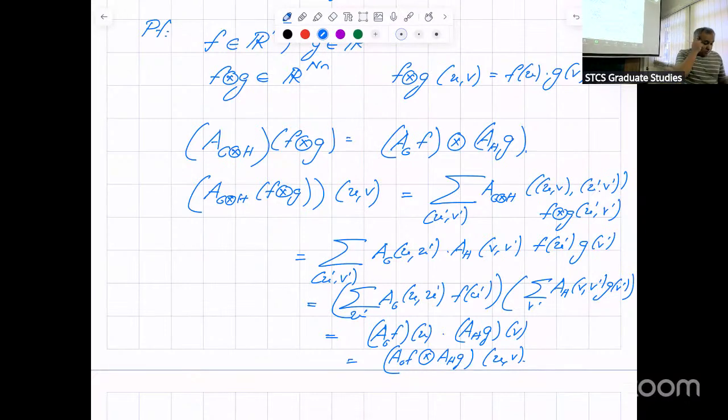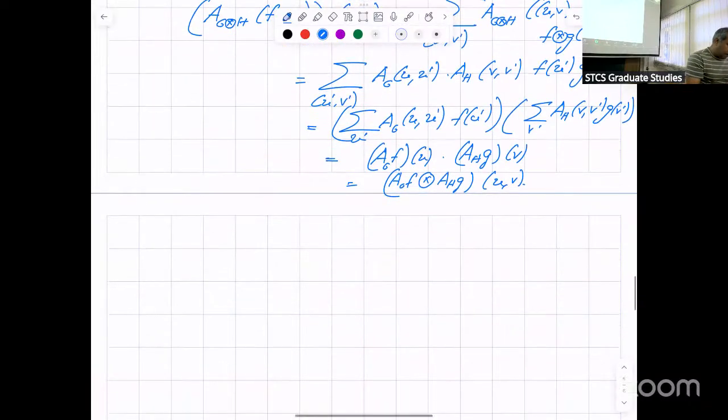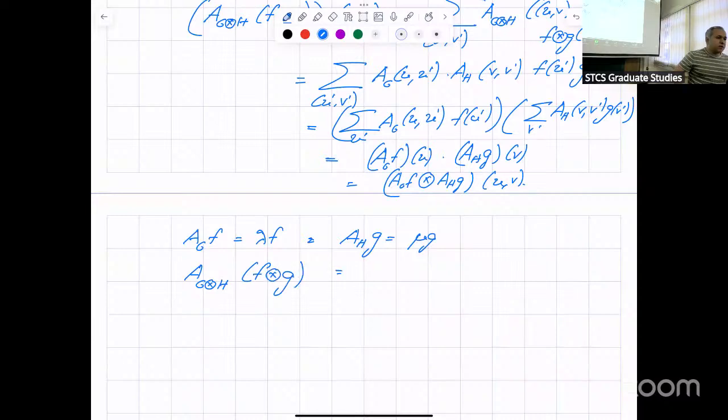So what does this immediately tell you? If A_G F is equal to lambda F and A_H G equals mu G, what do you get for A of G tensor H applied to F tensor G? This is a candidate eigenvalue. What will this one be? Lambda mu times F tensor G.